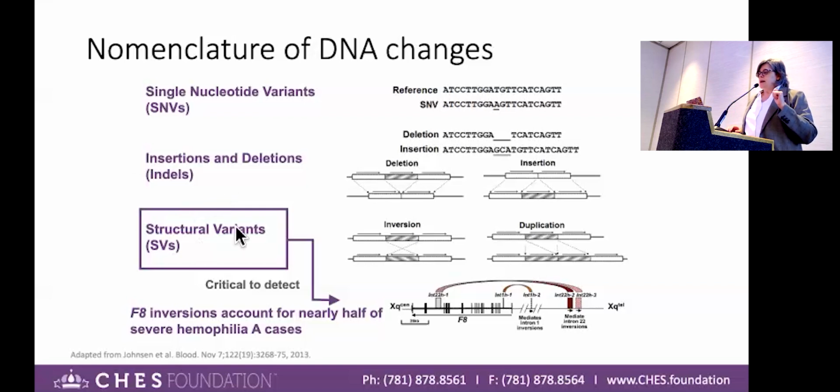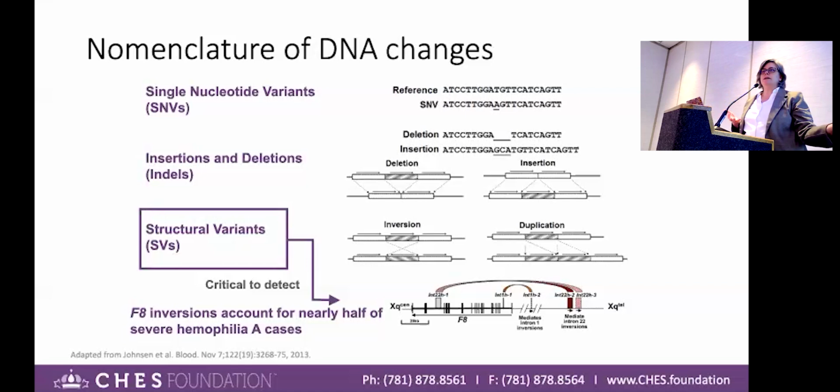And these can be part of a larger category of changes that we call structural variants. They're called structural variants because, instead of affecting a very small number of letters, they affect a much bigger part of the DNA. So it affects the structure of the DNA. And that's really important because there are a number of structural variants that cause hemophilia A and hemophilia B. And one example of those is the factor 8 inversions.